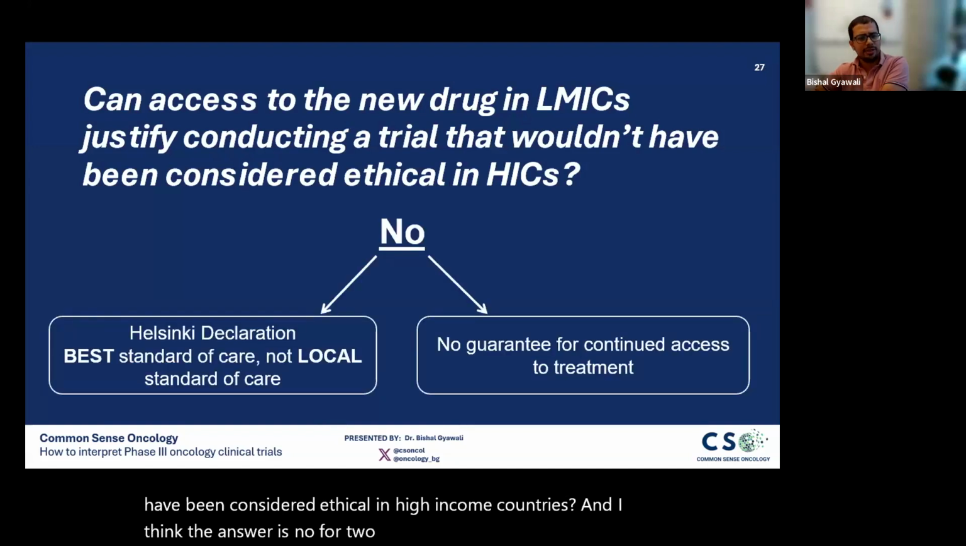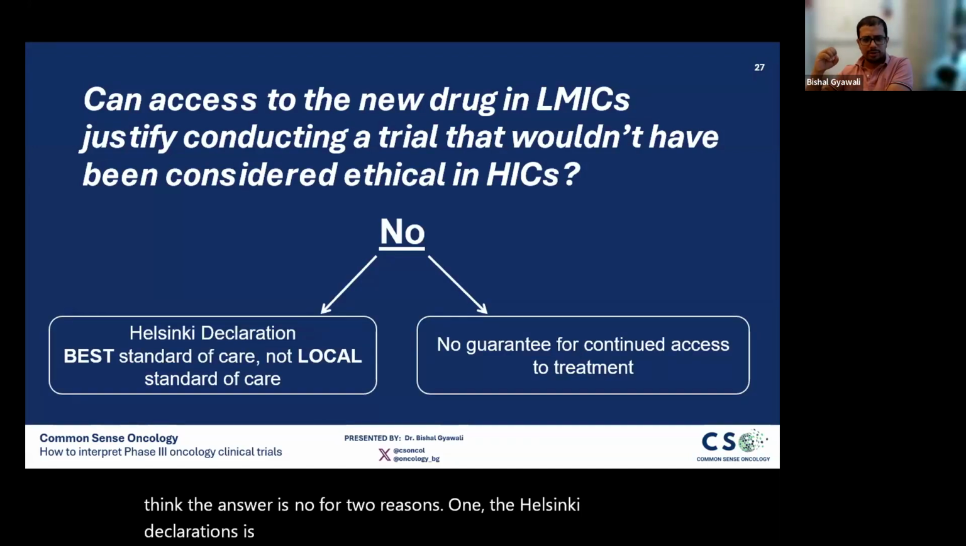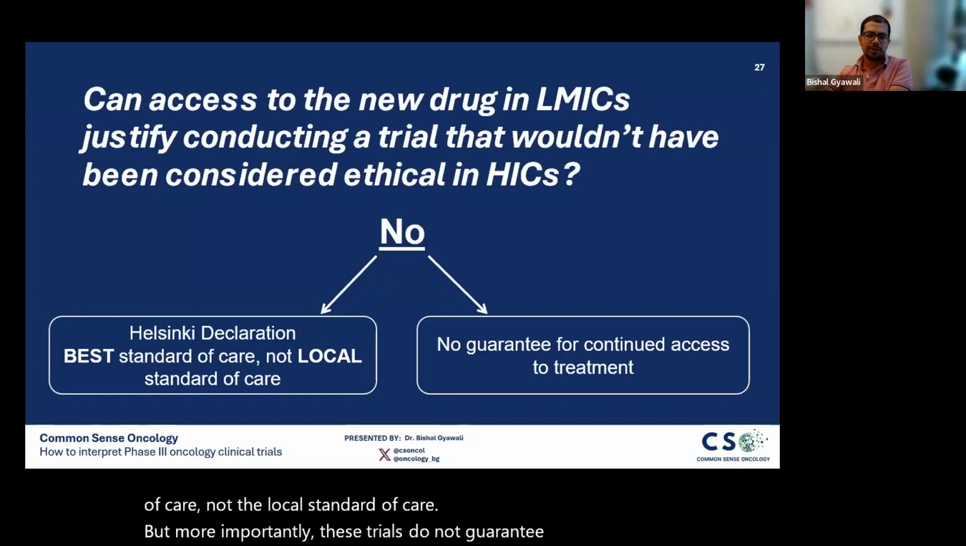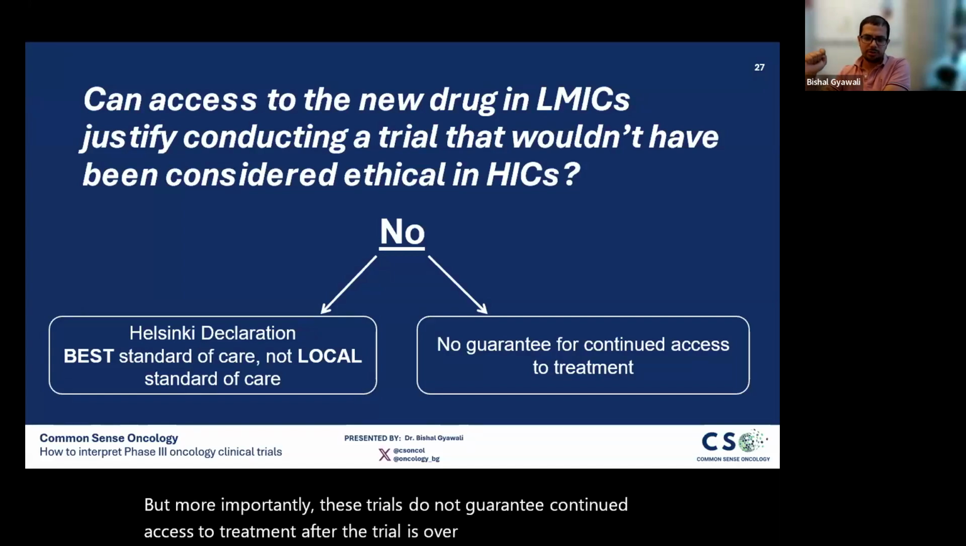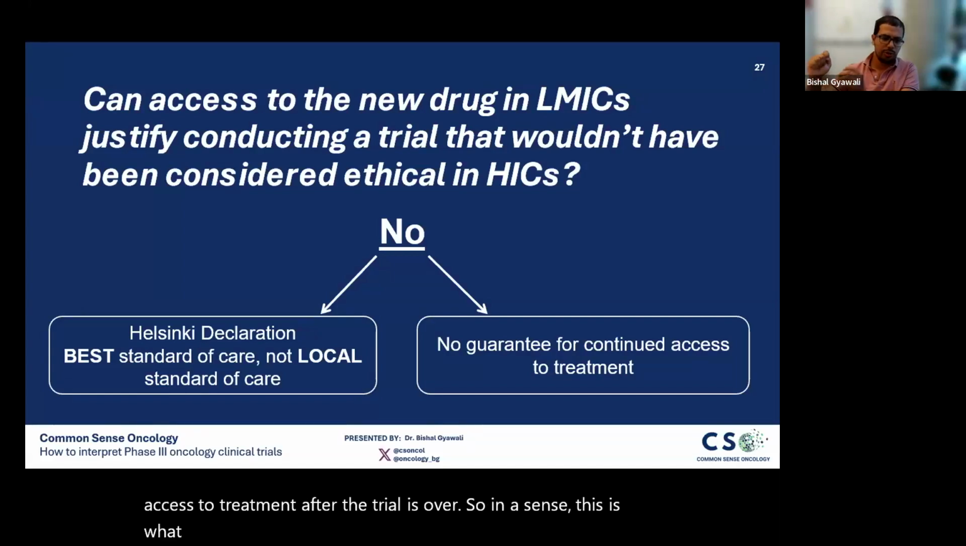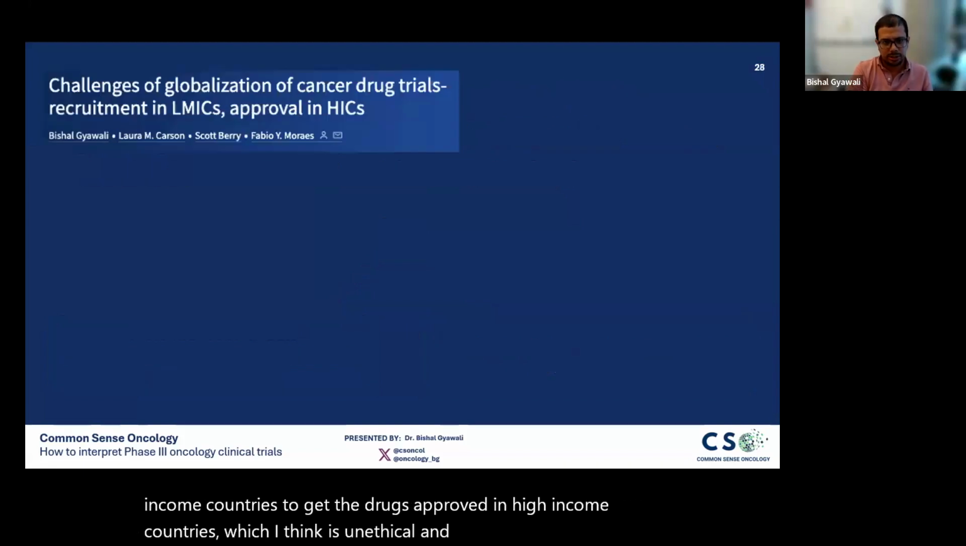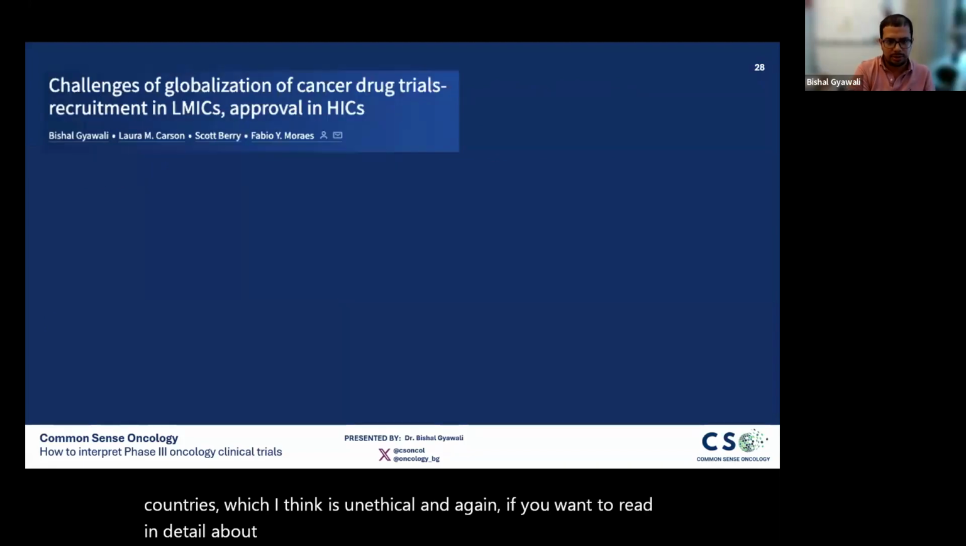One, the Helsinki Declaration says that the control arm should be the best standard of care, not the local standard of care. But more importantly, these trials do not guarantee continued access to treatment after the trial is over. So in a sense, this is what research parasitism is, where we just use patients from low-income countries to get the drugs approved in high-income countries, which I think is unethical. And again, if you want to read in detail about this, I would like to refer you to this paper.